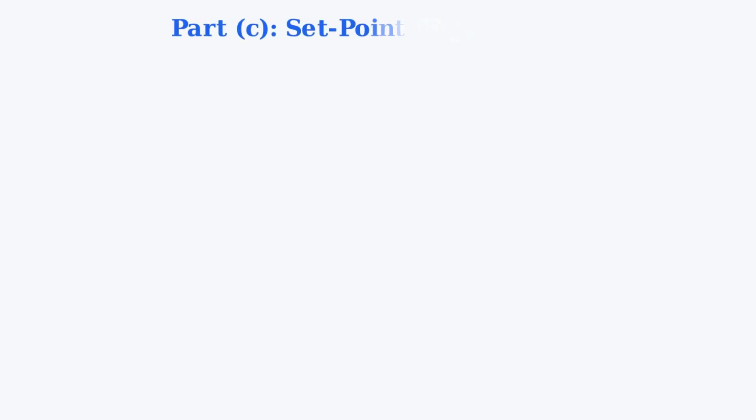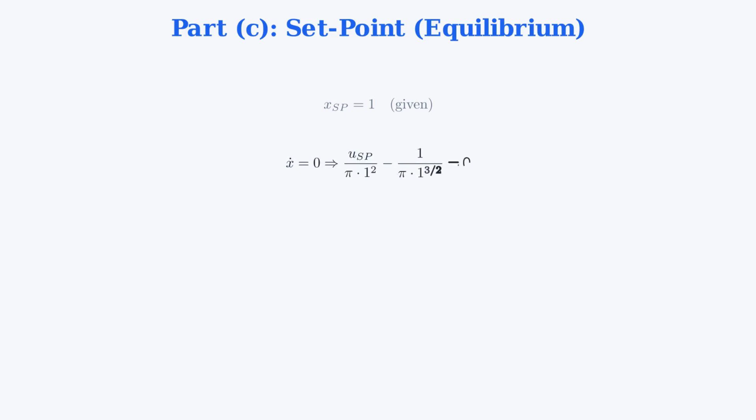Part C. Linearize around x set point equals 1. First, we need to find u set point from the equilibrium condition x dot equals 0. Setting x dot to 0.